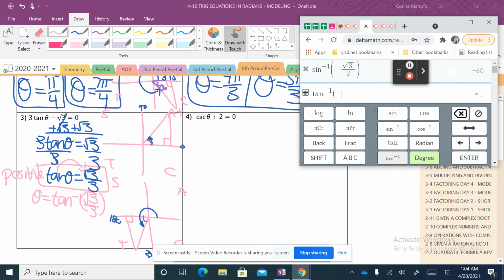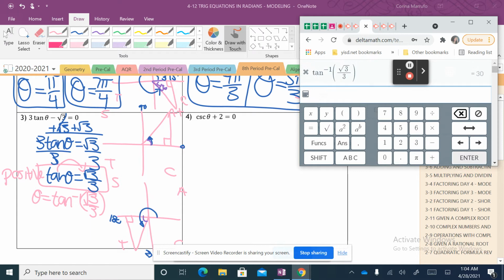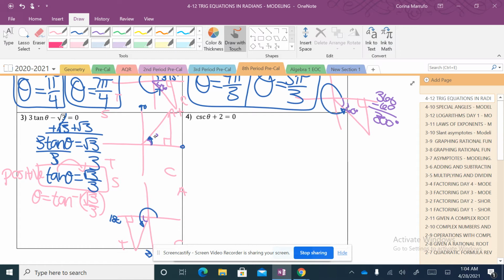Functions inverse tangent of the square root of 3. I get out of the square root before I divide, and then over 3. So that gives me 30. That means that my reference angle here is 30 degrees. So that's going to be my first one. Theta equals 30. Oh, I can't write it in degrees. Sorry, I have to change it to radians.